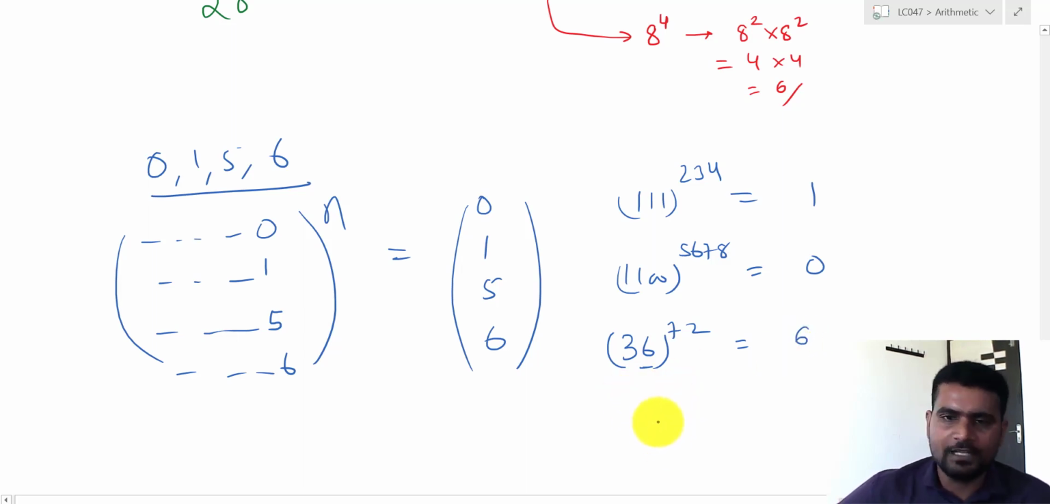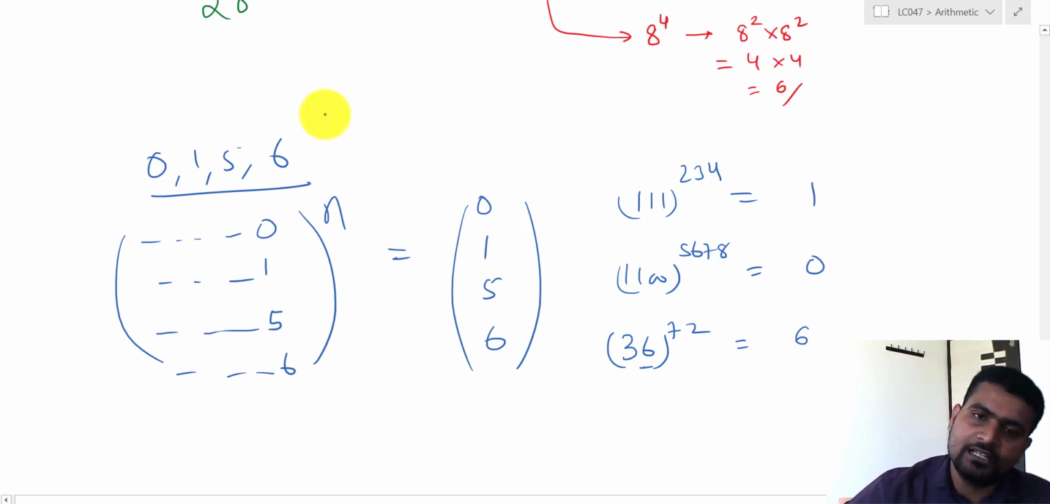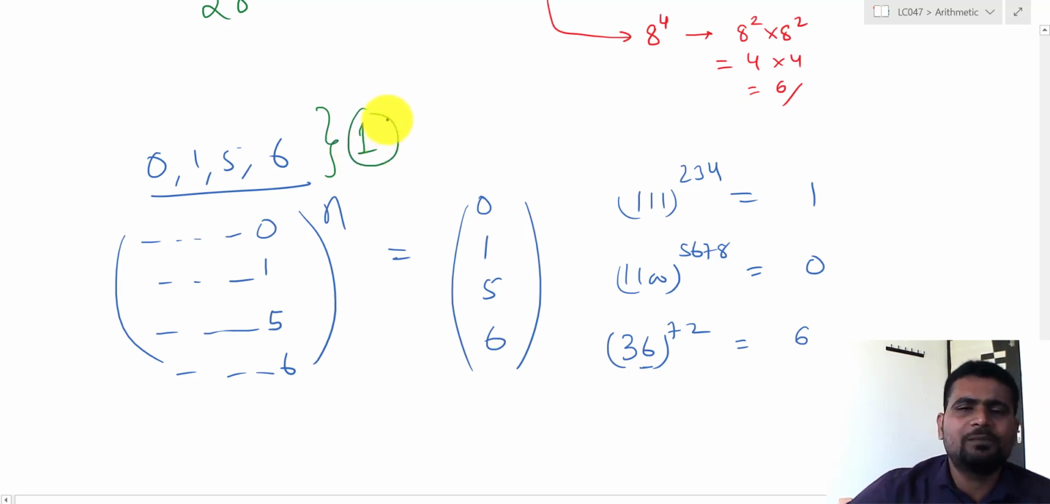And same with 5. So 0, 1, 5, 6 raised to power anything will always end with the same number, that is 0, 1, 5, 6. Because it is ending with the same number, in terms of cyclicity I can say its cyclicity is 1, but the cyclicity concept will not be used extensively here, so I can say this is a better approach.